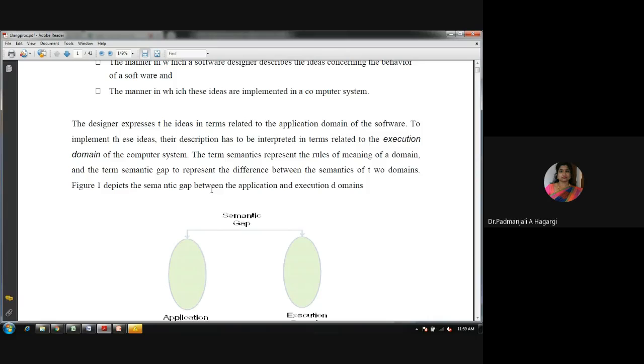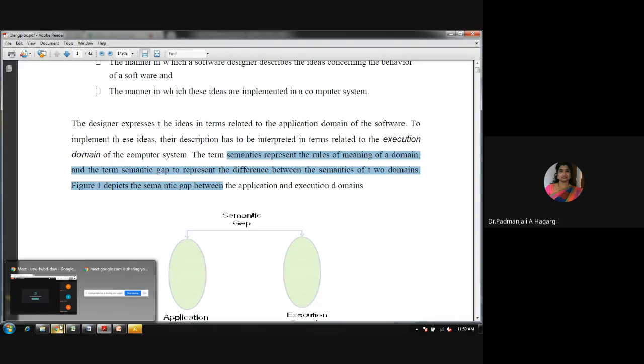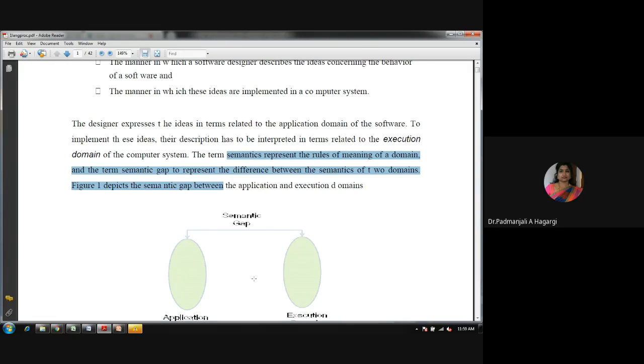The term semantic represents the rules of meaning of a domain, and the term semantic gap represents the difference between the semantics of two domains. So that is what the semantics of two domains is: the application and execution gap.